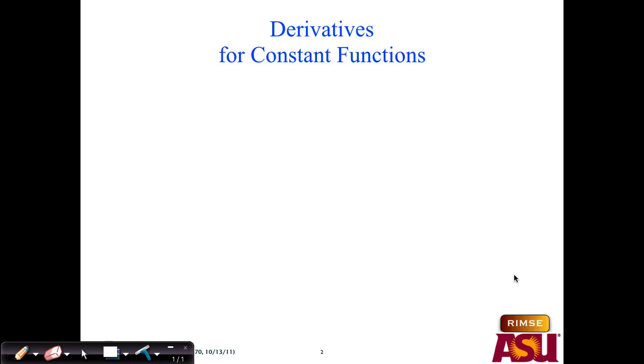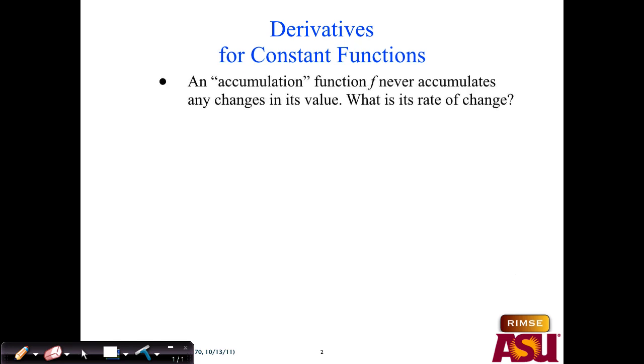So I'm going to say derivatives for constant functions. Again, that just means the rate of change for constant functions. Let's take a look at what happens with constant functions. We're going to develop some shortcut rules. If I have a constant function, that means I can think of an accumulation function where nothing's actually accumulating, like going back to the bathtub example, where the water level is staying the same all the time.